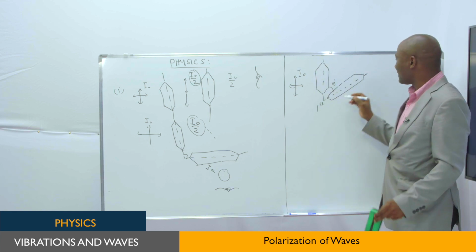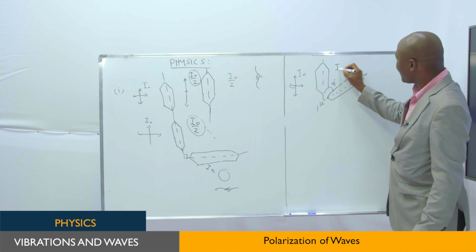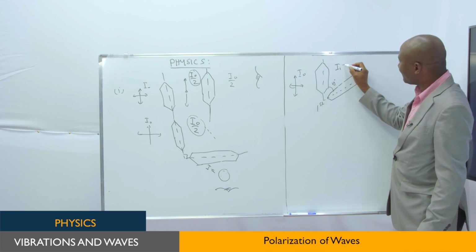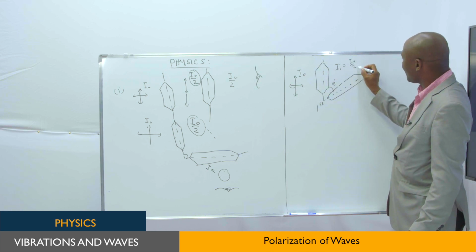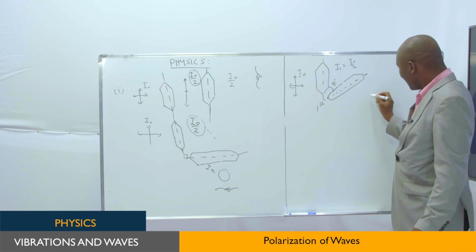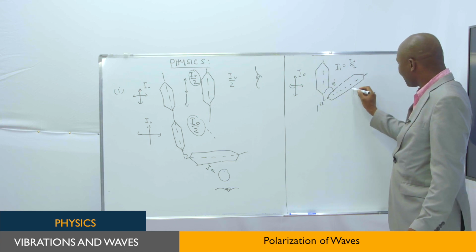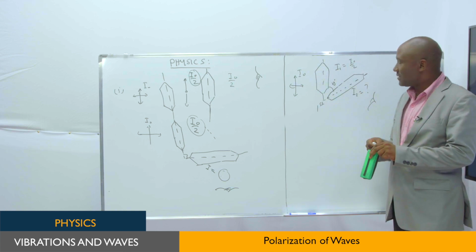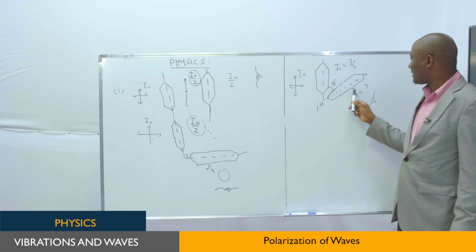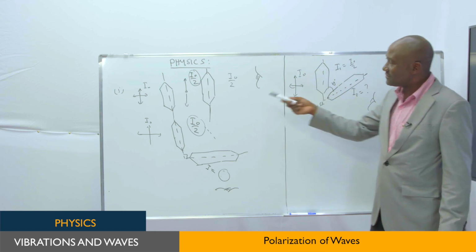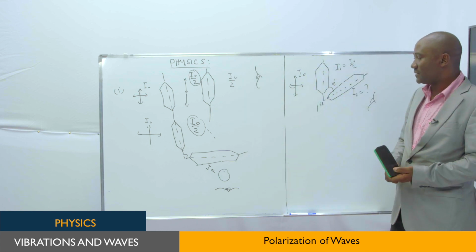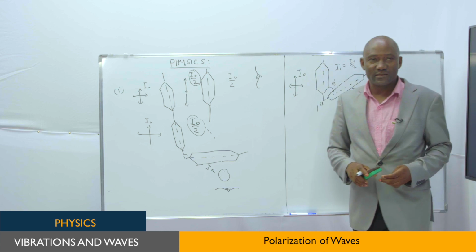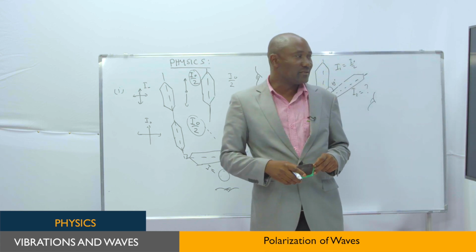How do you find the intensity of light? This is I1, which is transmitted. We know it is given by I naught over 2. How much will be transmitted here? That's the question. How do you find the intensity of the light which will be allowed to pass through the second polarizer when this angle is not 0 or 90? That's our today's discussion. So very interesting.